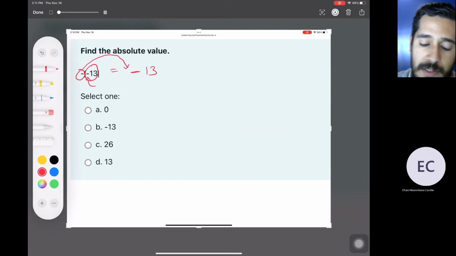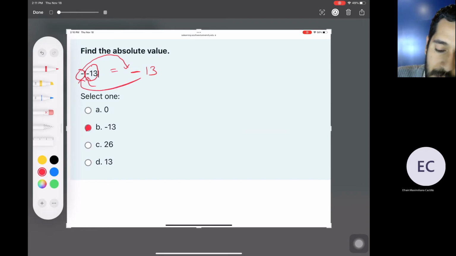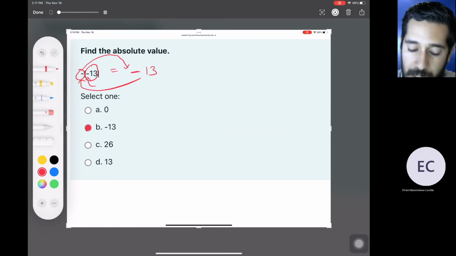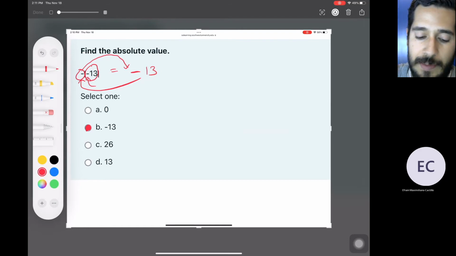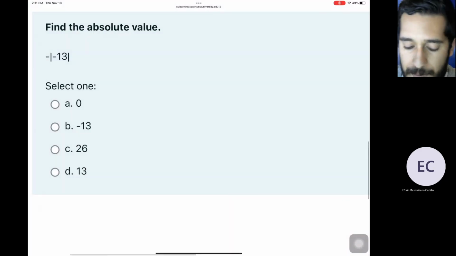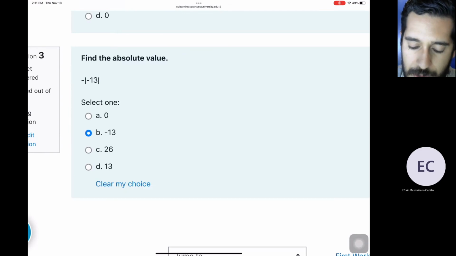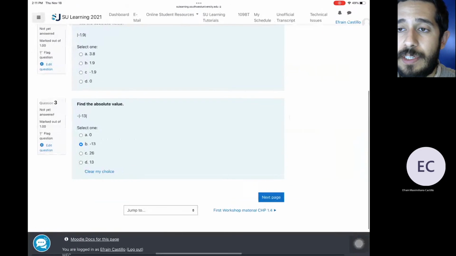So how far is negative 13 from zero? That is 13 units, but I'm selecting negative 13 because I have that extra sign I was talking about. The absolute value of negative 13 is going to be 13, and then add that negative sign. So we should choose negative 13.